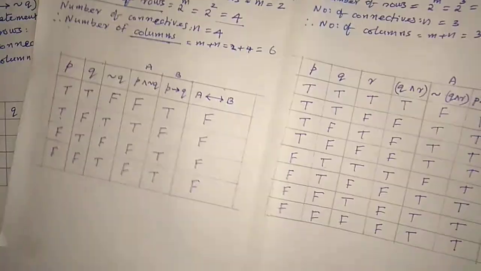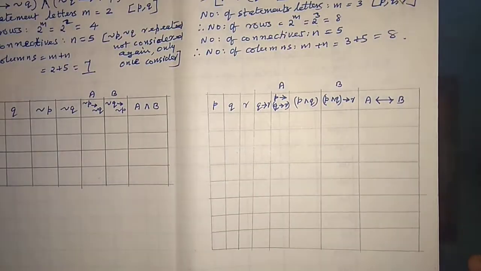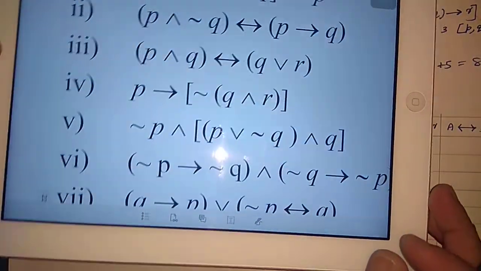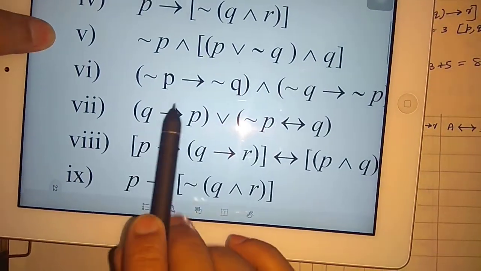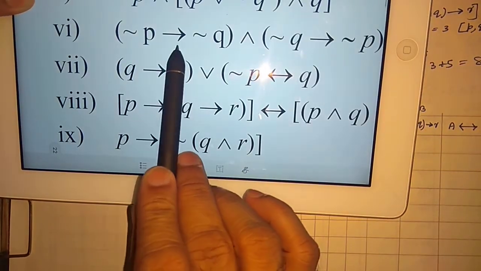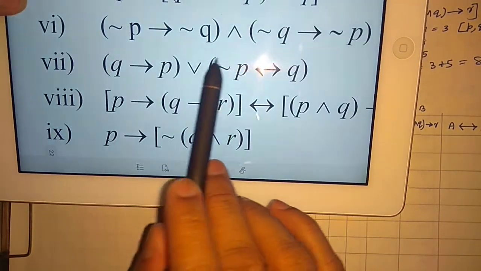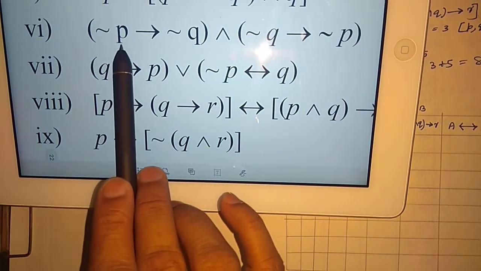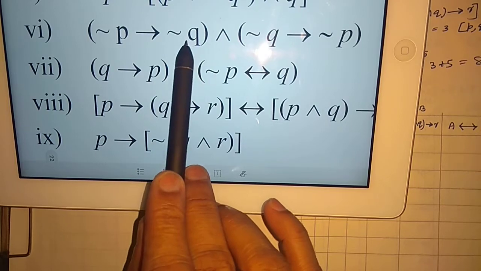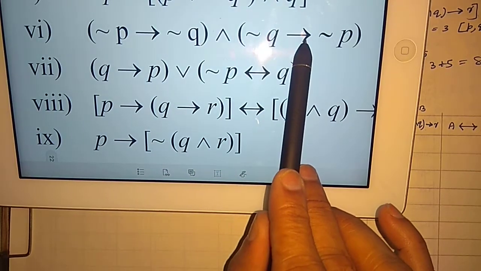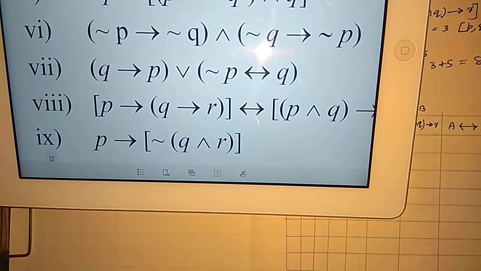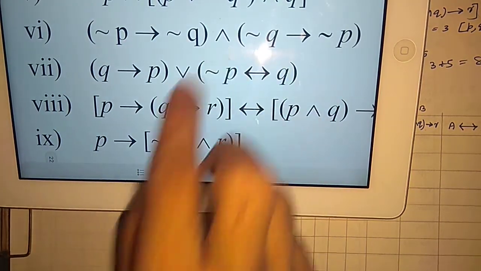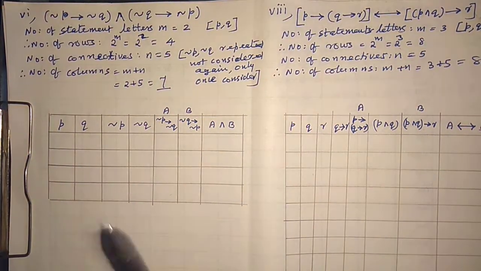Okay. Now the question after 4 is number 6. See, this is question number 6. It is negation P implies negation Q, conjunction negation Q implies negation P. Here negation Q implies negation P is just the opposite one, interchanged like this. And it is a conjunction. This is question number 6.